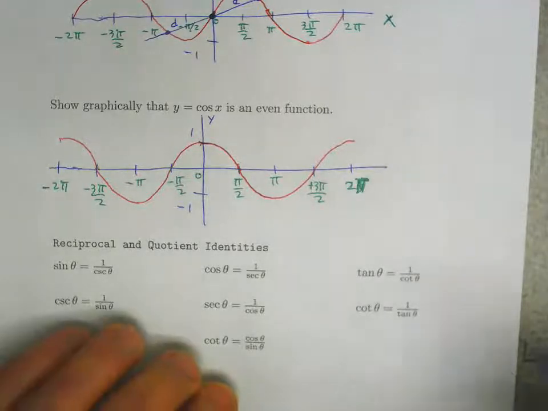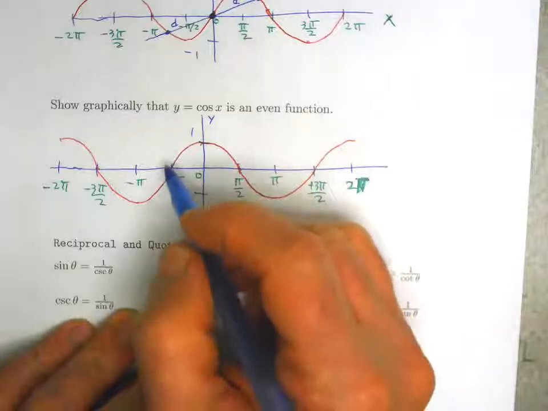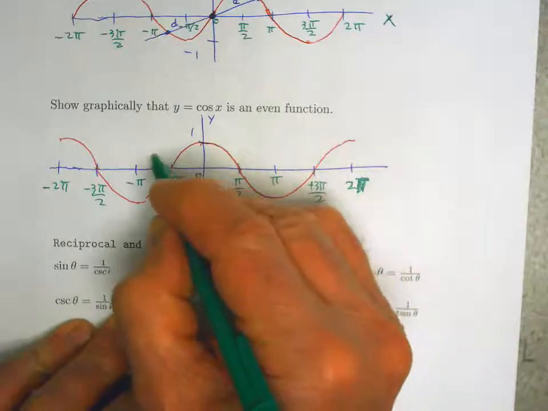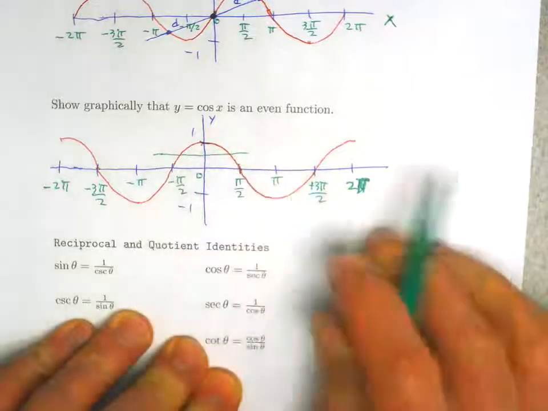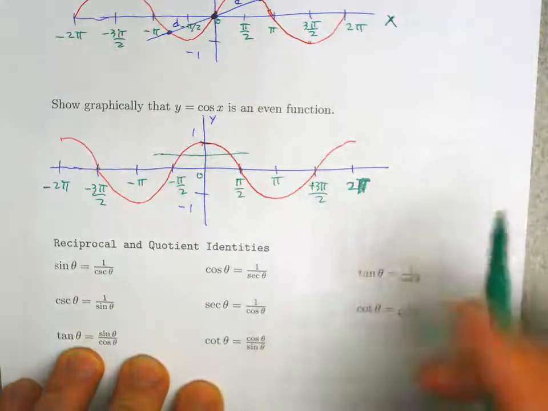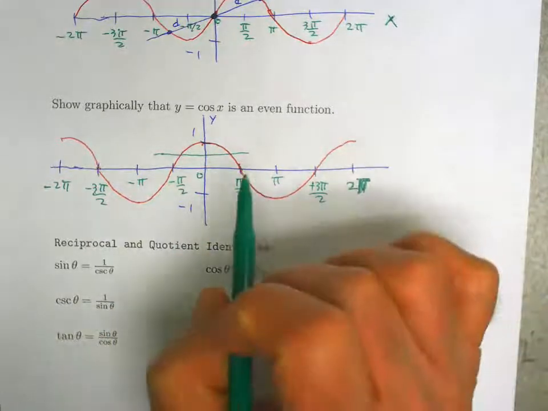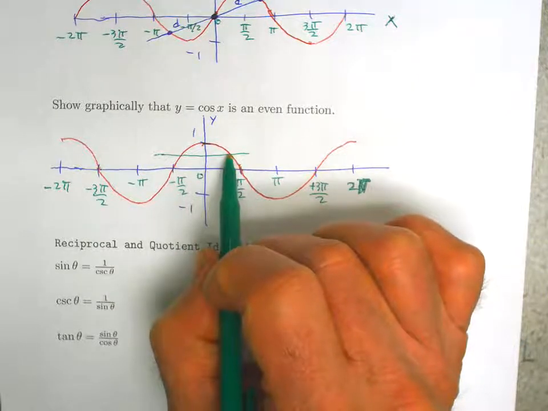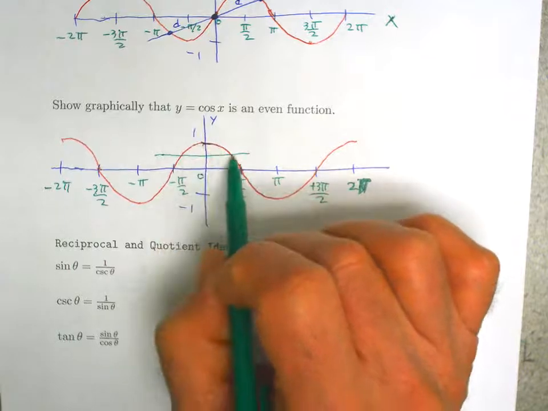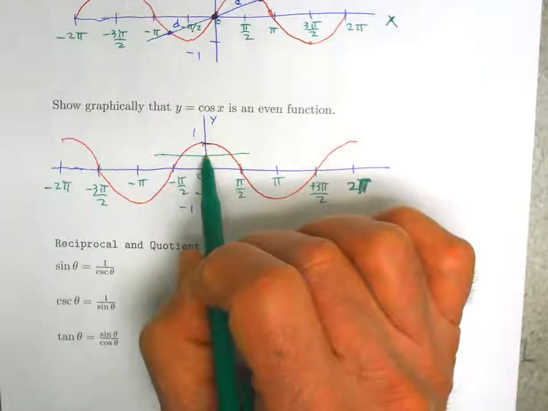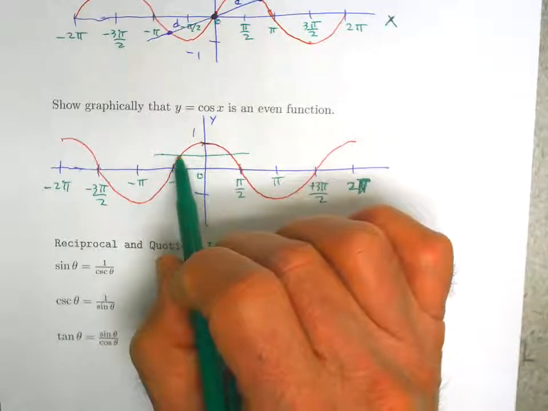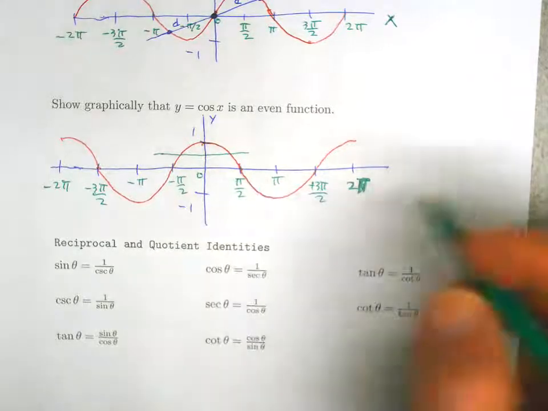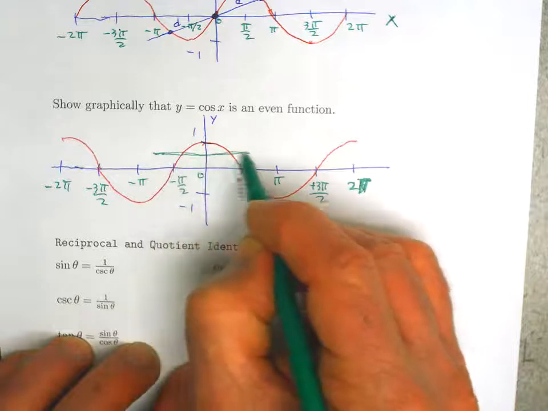Another way to interpret that is if you draw a horizontal line, and if the horizontal line intersects the graph on the right side of the y-axis, then it also must intersect the graph the same distance to the left of the y-axis for a horizontal line.